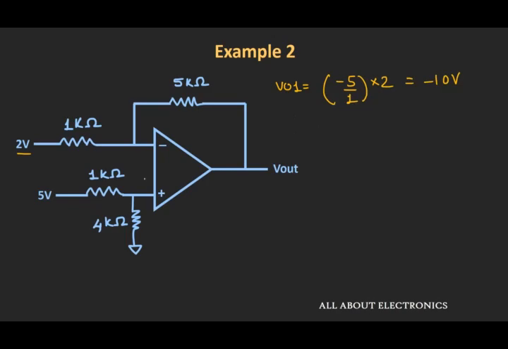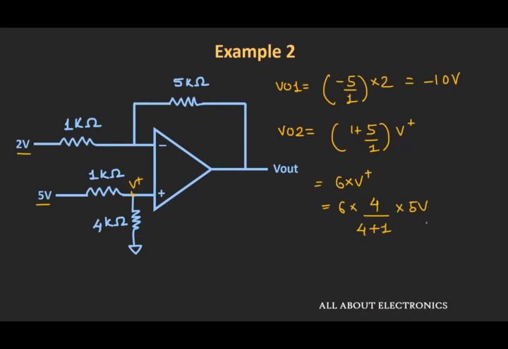And now let us assume this 5 volt source is acting alone. In that case our output voltage VO2 will be equal to 1 plus 5 divided by 1 times this voltage V plus, that is 6 times V plus. Now this voltage V plus is given by the voltage divider applied at this point. So it will be equal to 4 divided by 4 plus 1 times this 5 volt input voltage, and it will come out as 4 volt. So our output voltage VO2 will be equal to 24 volt.